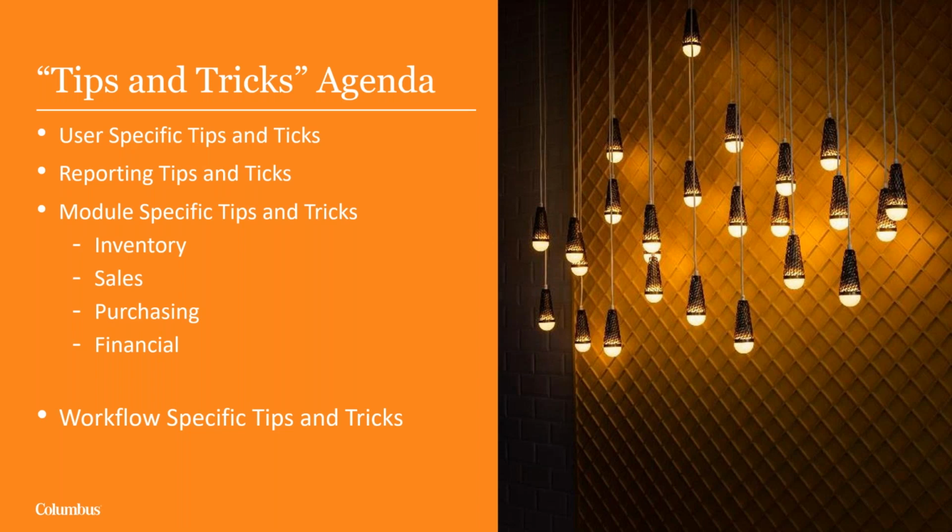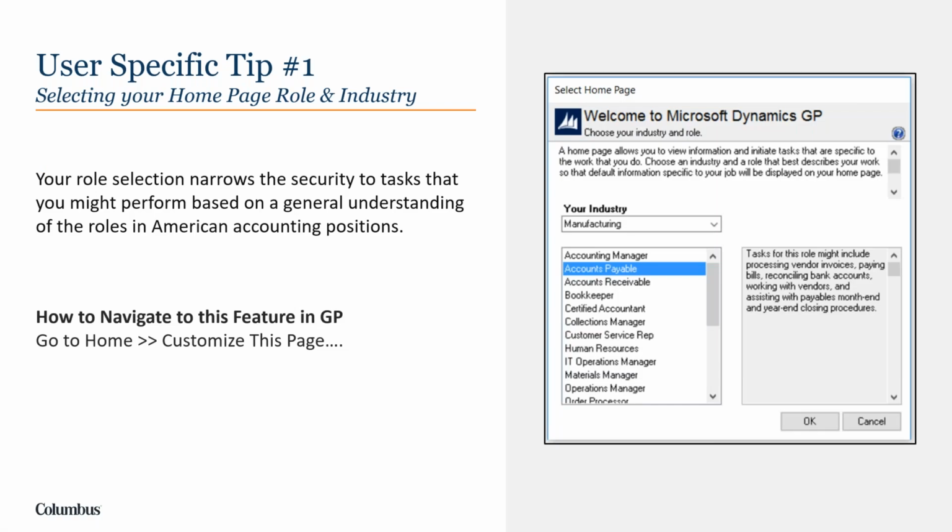From an agenda perspective, we're going to start with some of our user-specific tips and tricks. Then we're going to flow into reporting tips and tricks. And I have some module-specific ones, so things for inventory, sales, purchasing, and financial. And then finally, we're going to conclude with one of the big ones, the workflow-specific tips and tricks. In this area, I'll actually demo a quick workflow so you can see how it works in real time. That said, let's go ahead and get going.